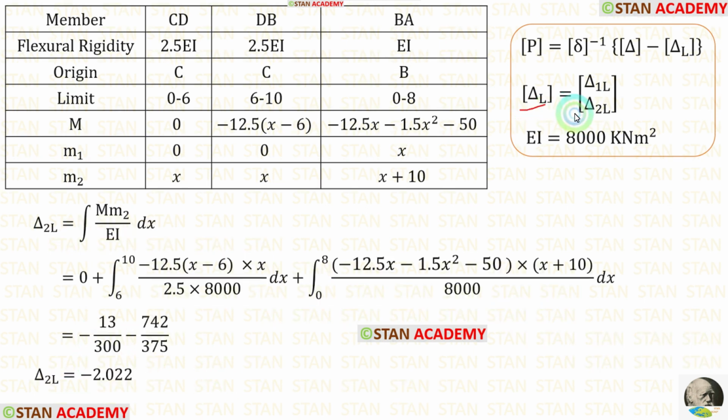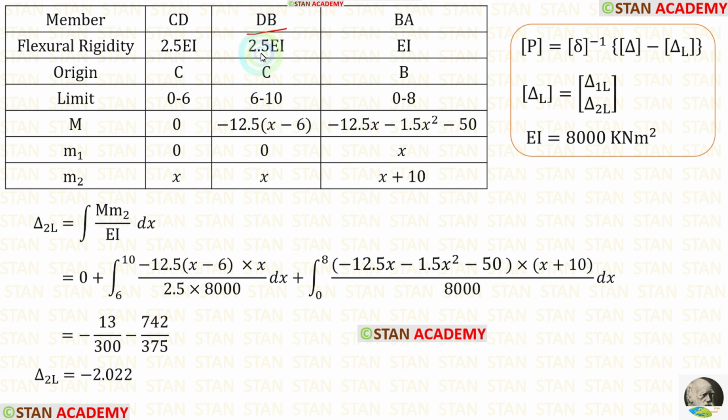In this matrix, now let us find delta 2L. The formula to find delta 2L is integration of m2 upon EI dx. For CD, the value of m is 0. When we multiply 0 with x, we will get 0.